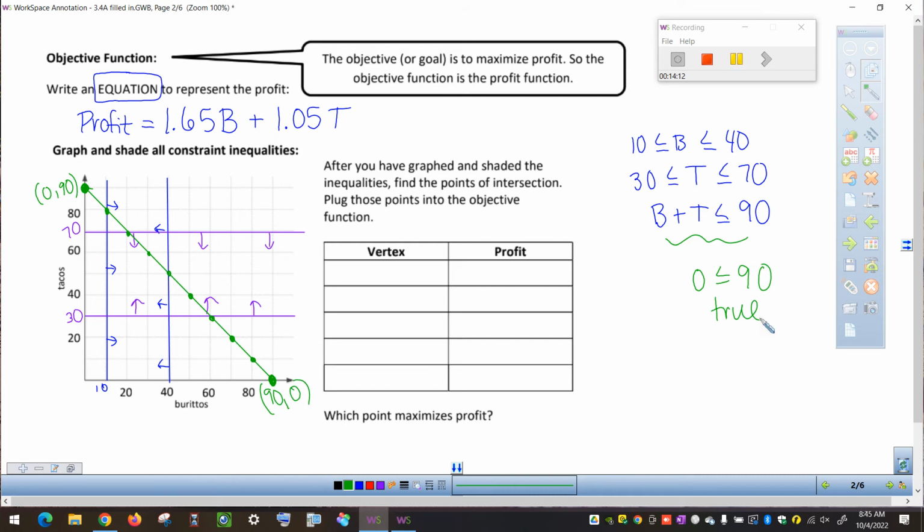If you want to draw a little label there just to point out where that is. So when we plug 0, 0 in, if it made it true, that means 0, 0 is a solution. All the other points in the same region are also going to be solutions. So let's go ahead and do our little arrows toward 0, 0. It's going to be kind of below the line.